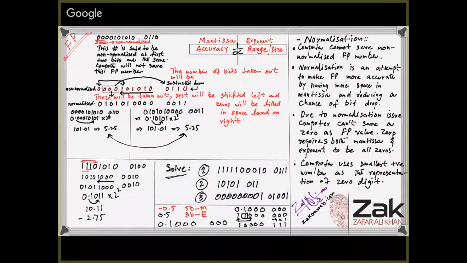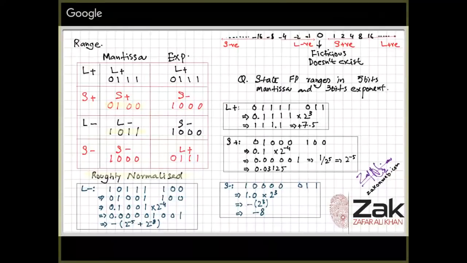Now next, range. Range means, in a given number of bits, what is the highest and what is the lowest floating point you can reach, both on the positive side and the negative side. What is the highest positive number? What is the lowest positive number?